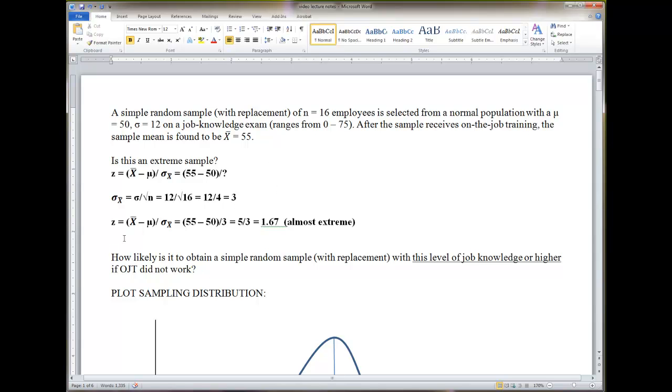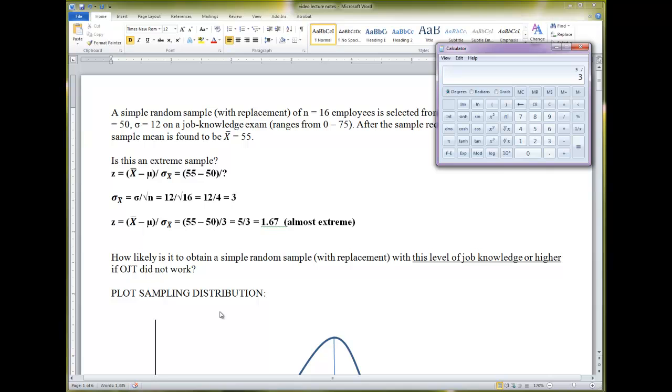So moving on, now we want to compare the observed difference, the actual difference between the sample and the population on job knowledge, to the difference we would expect to see just due to chance, so the standard error. The observed difference is 55 minus 50, which gives you 5. Compare that to the difference we would expect to see just due to chance, or the standard error, which is 3, and you end up with 1.67. So we could say that that's almost extreme. So 5 divided by 3.